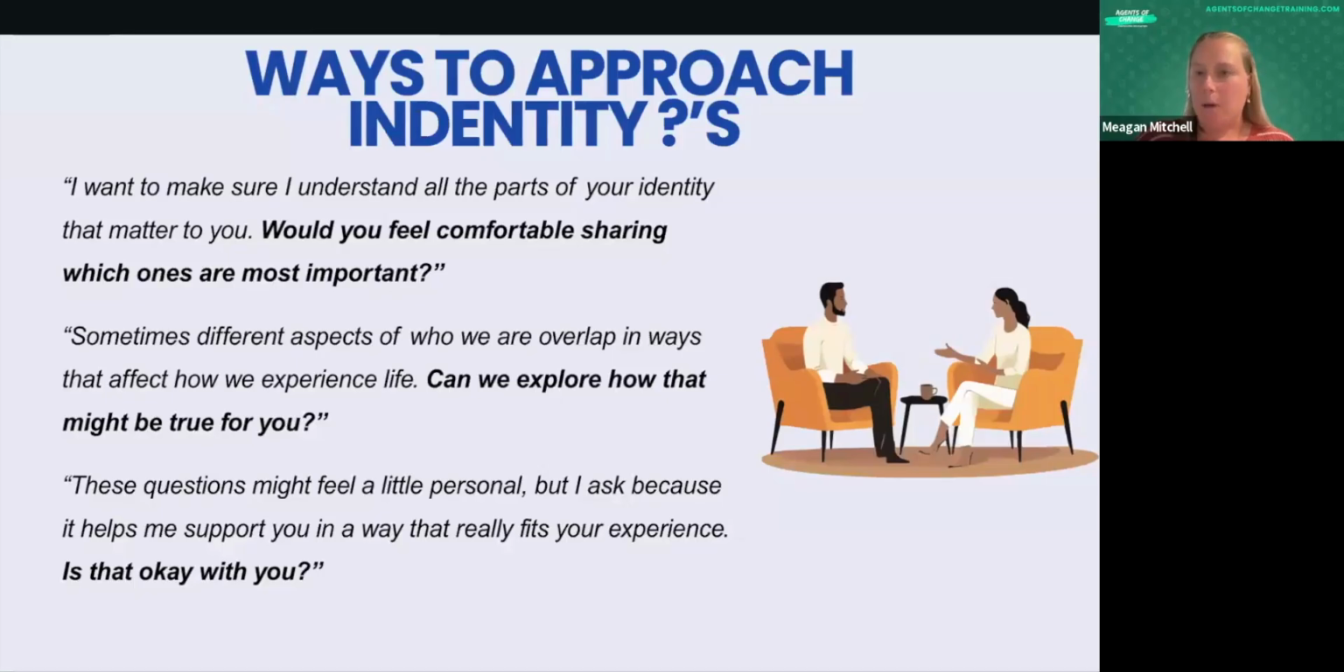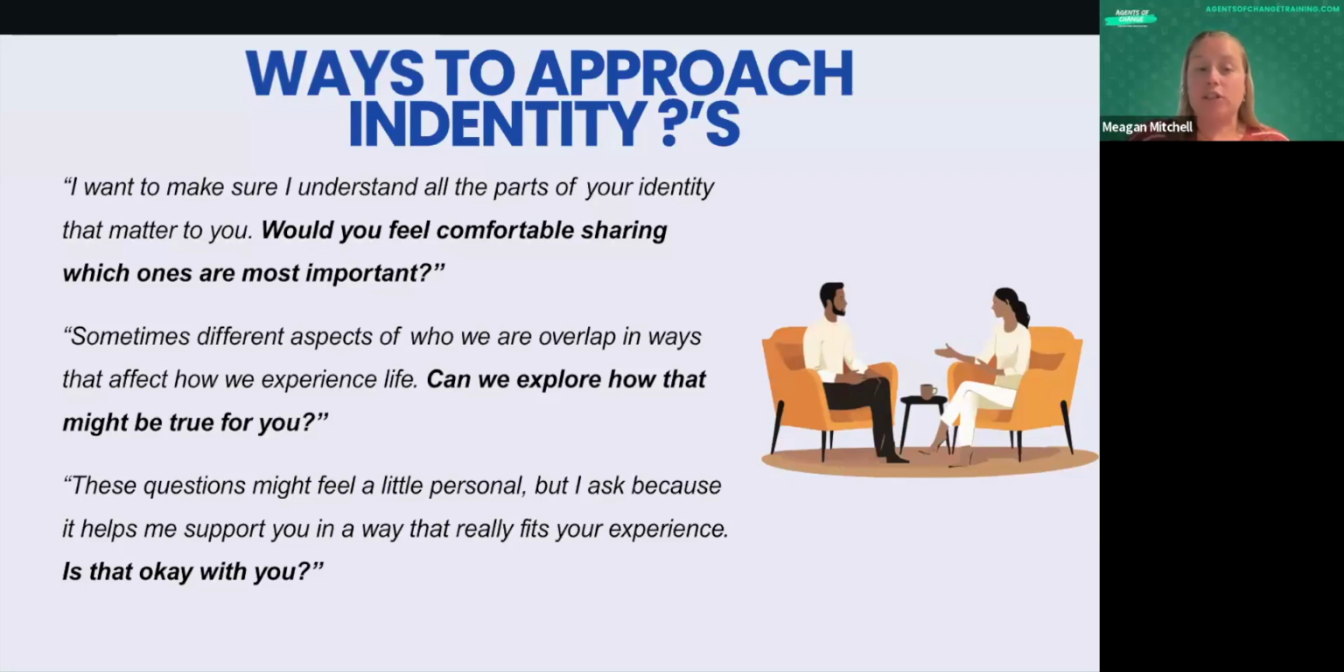Can we explore how that might be true for you? Or do you want to explore this aspect of your identity a little bit more? I've sometimes had clients that are like, I am so sick of people assuming that I am here to talk about this very big identity of mine. That's not what I'm here to talk about. I'm here to talk about this other thing, right? Never make assumptions.